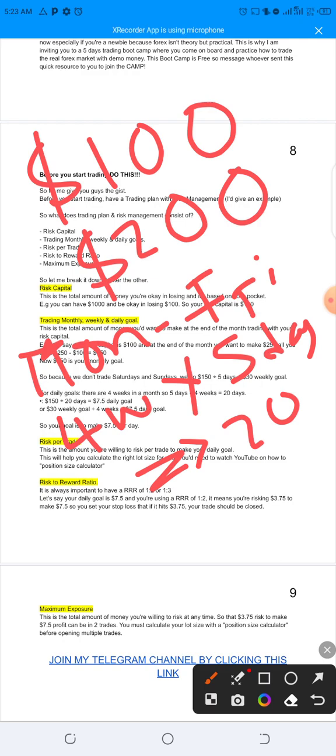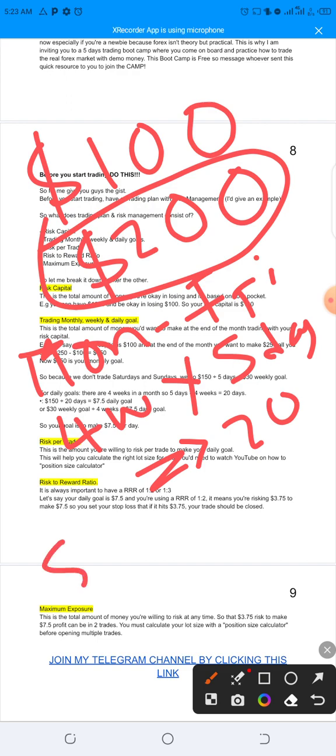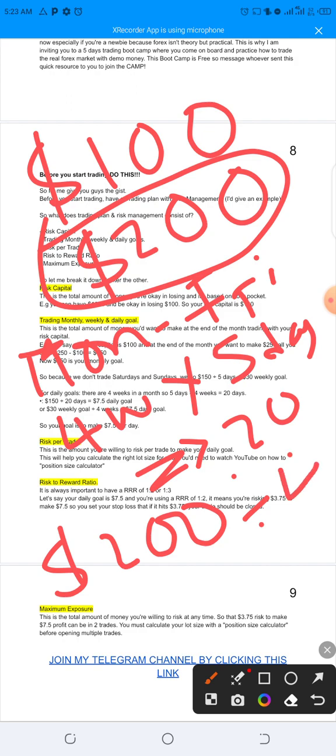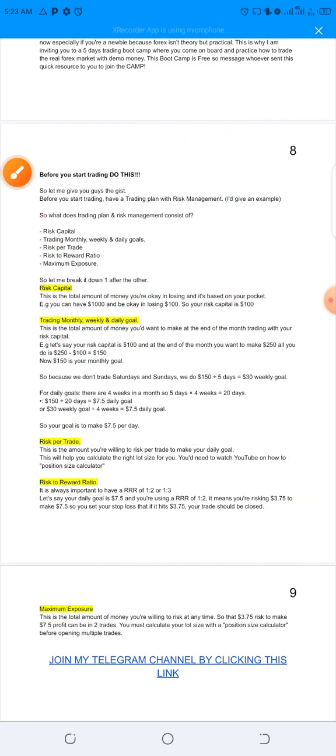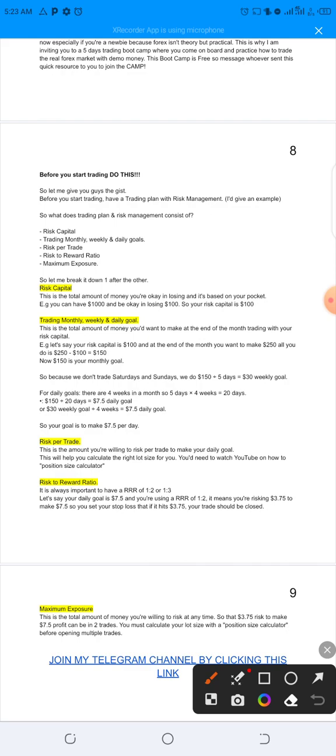So now you have to break your monthly goal into weekly goals. So your goal in total is to make $200. For weekly goals, this is divided by 4, which means per week you'll be making $50. Yes, that's per week. So for your daily goal, that's 20 days.